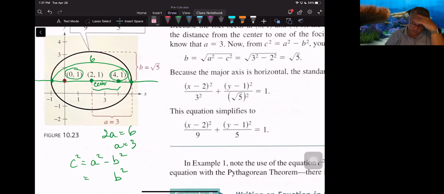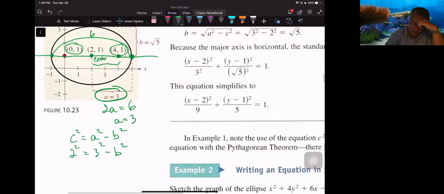So this is actually 3 squared, because that's what my a is right here. It's the distance between the center and the edge of the ellipse. The distance between the center and the foci, that's what your c is, and so that is 2 squared. Okay, all right, well, here we go.